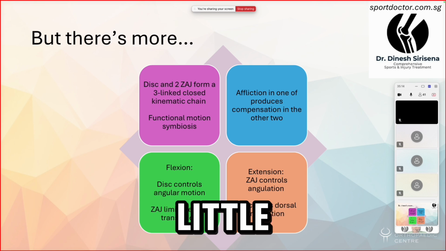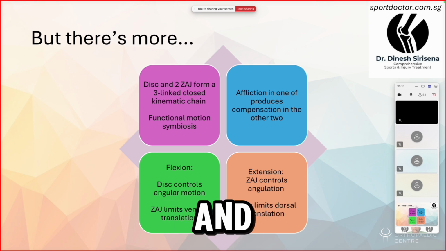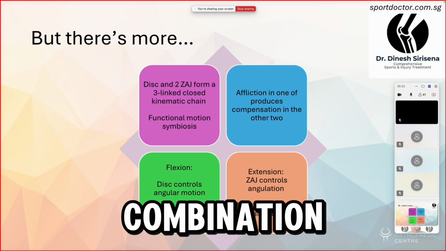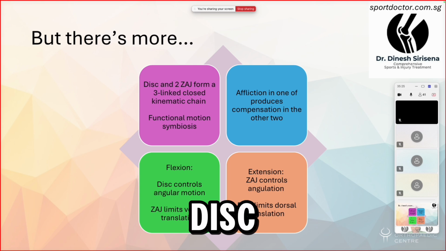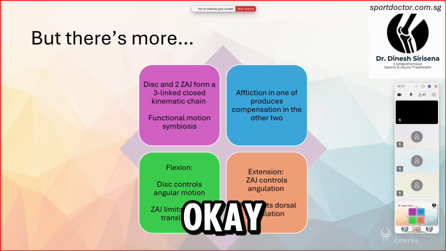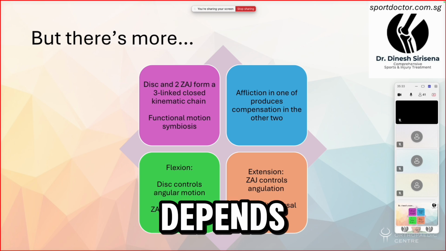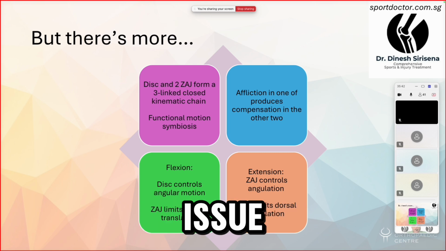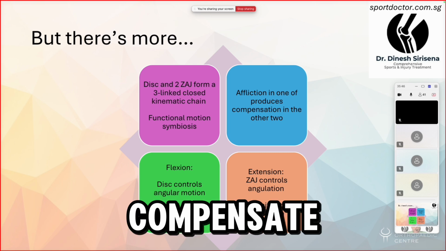But then there's a little bit more, and the reason I put this in is because I think we have to start to think of things not in isolation but in combination. So the disc and the zygapophyseal joints will create a triangle. Okay, it's a triangle that kind of depends on each other. And at the front you have the disc, and on the sides you have the joints. And basically, an issue in one will cause the others to compensate as well.